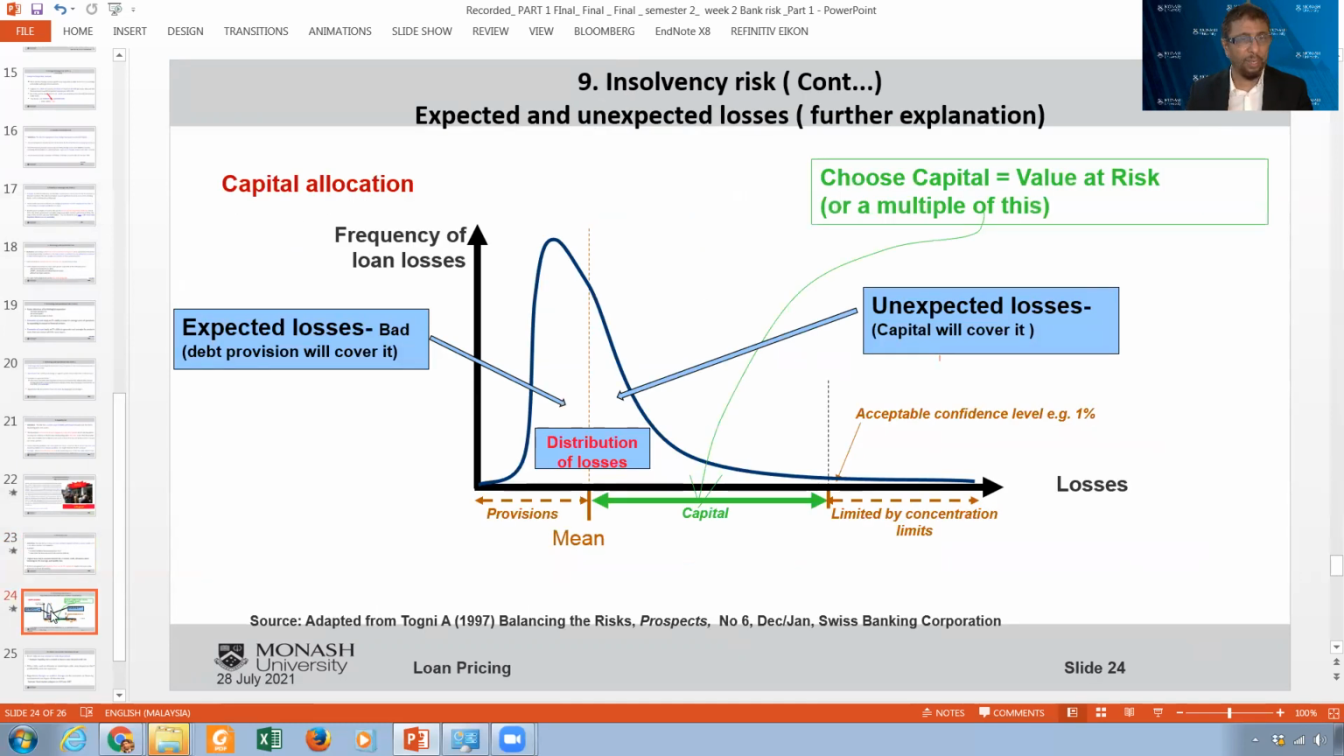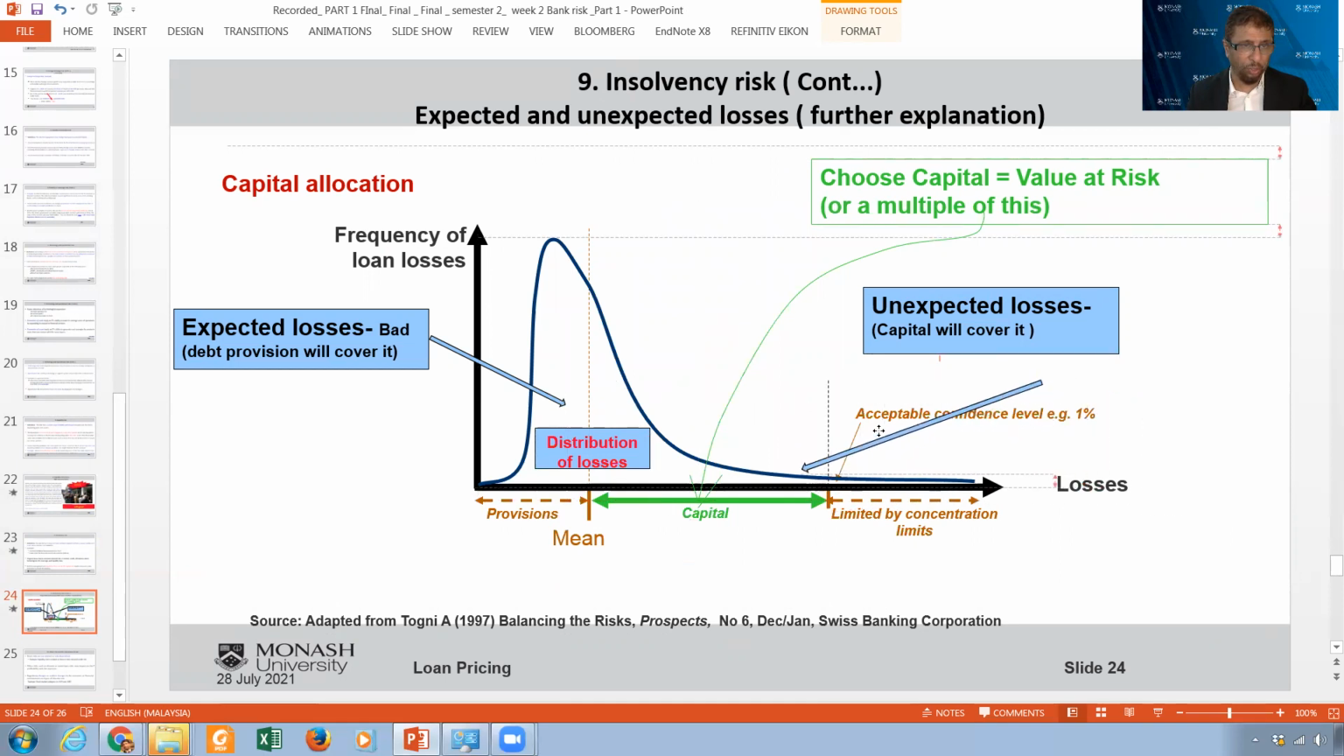Look at this, for example. I don't know whether you are aware of those distributions. This distribution is the distribution of losses. As you can see here, until this point, we have provisions. Provisions means when we expect some losses, we make provisions, so when the losses happen, we can consume them. But the second part is the capital.